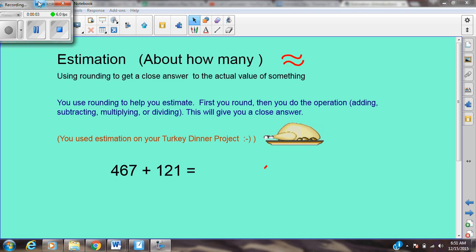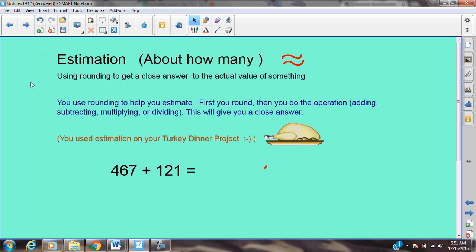Estimation. Estimation is getting a close answer to a problem by using rounding. So it's a close answer to the actual value of something. The actual value is the exact answer you get. So if I was to add 467 plus 121 and tell you the exact answer, and add the ones, the tens, and the hundreds, that would be the actual value. But if I use rounding to round both of these numbers first, that would be estimating.